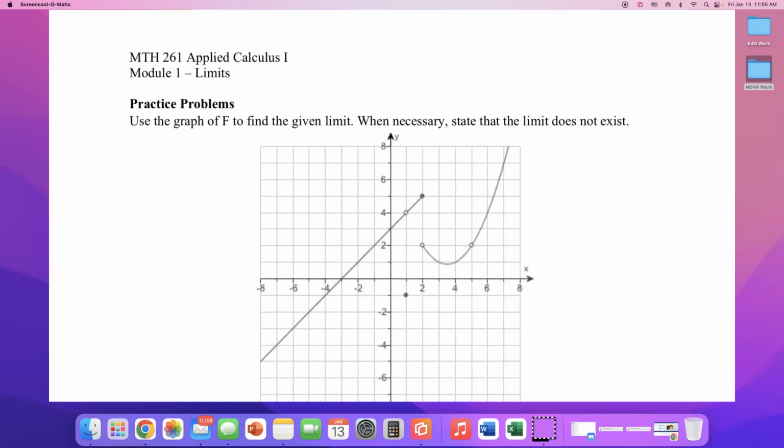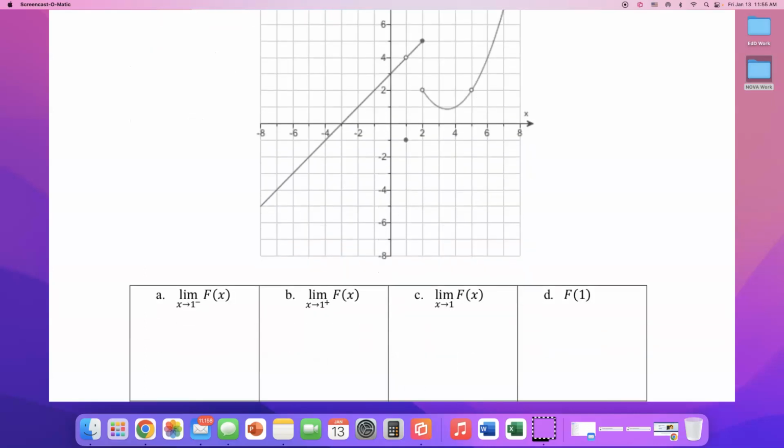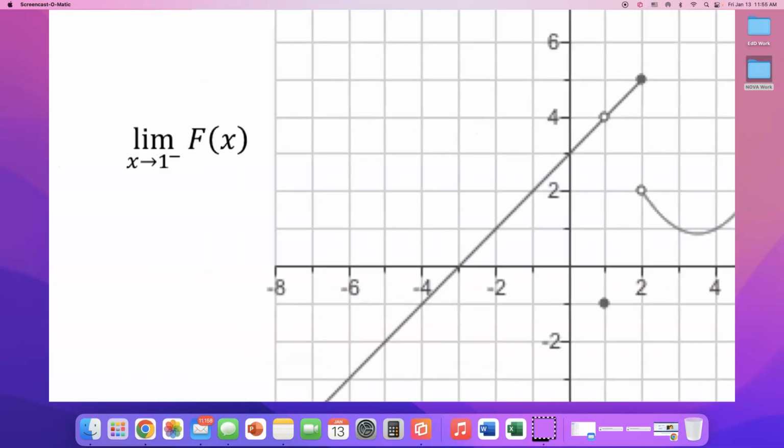Use the graph of f to find the given limit. When necessary, state that the limit does not exist. So let's look at the first one. Let me copy it right here so that we can look at it right next to the picture.